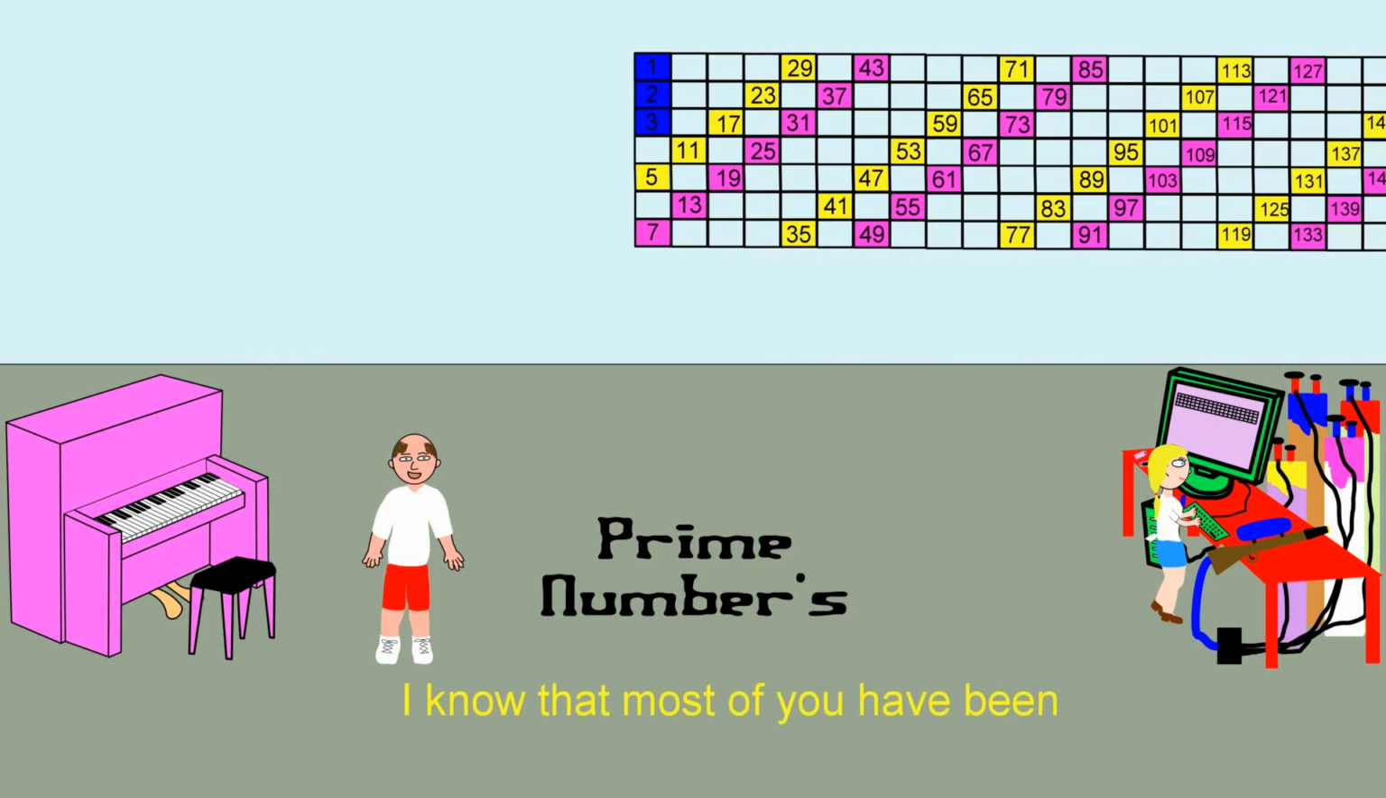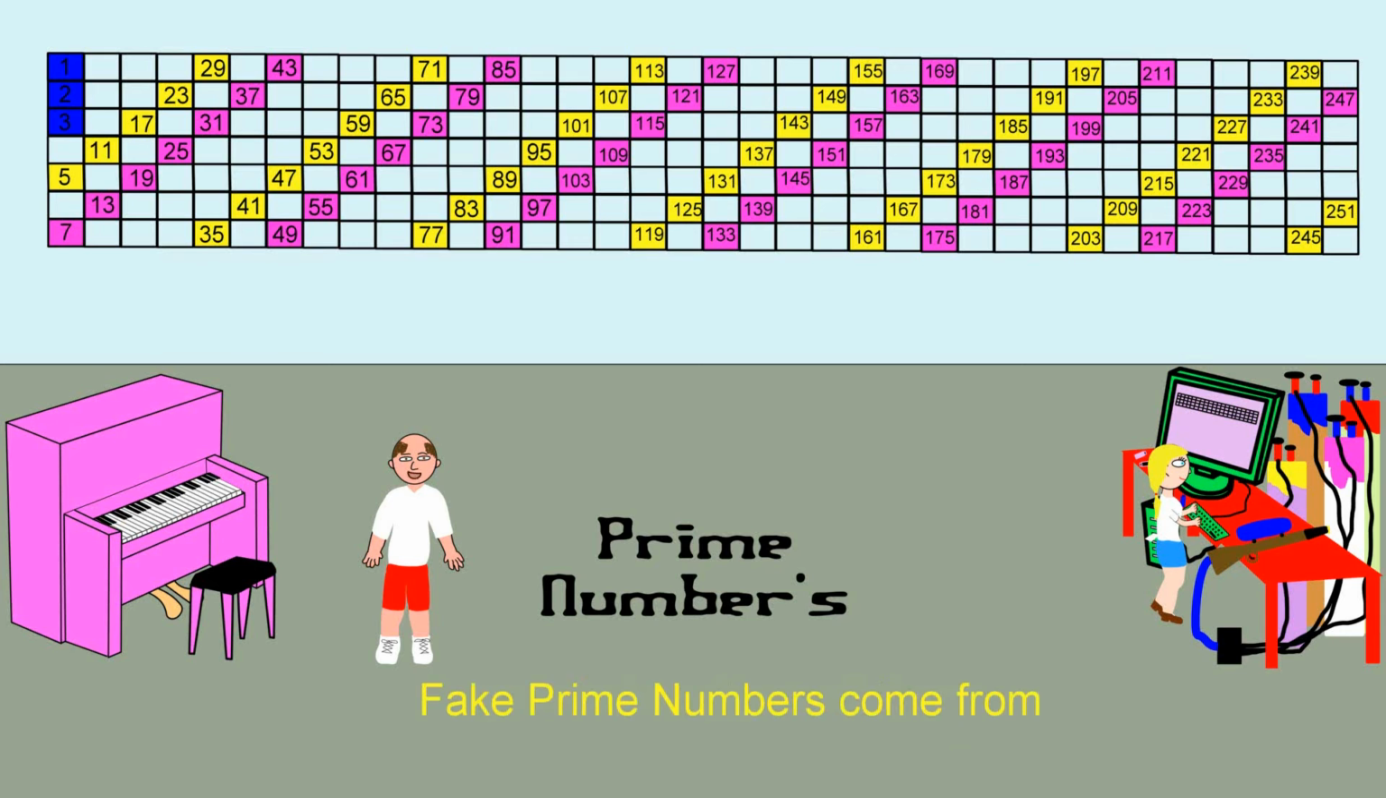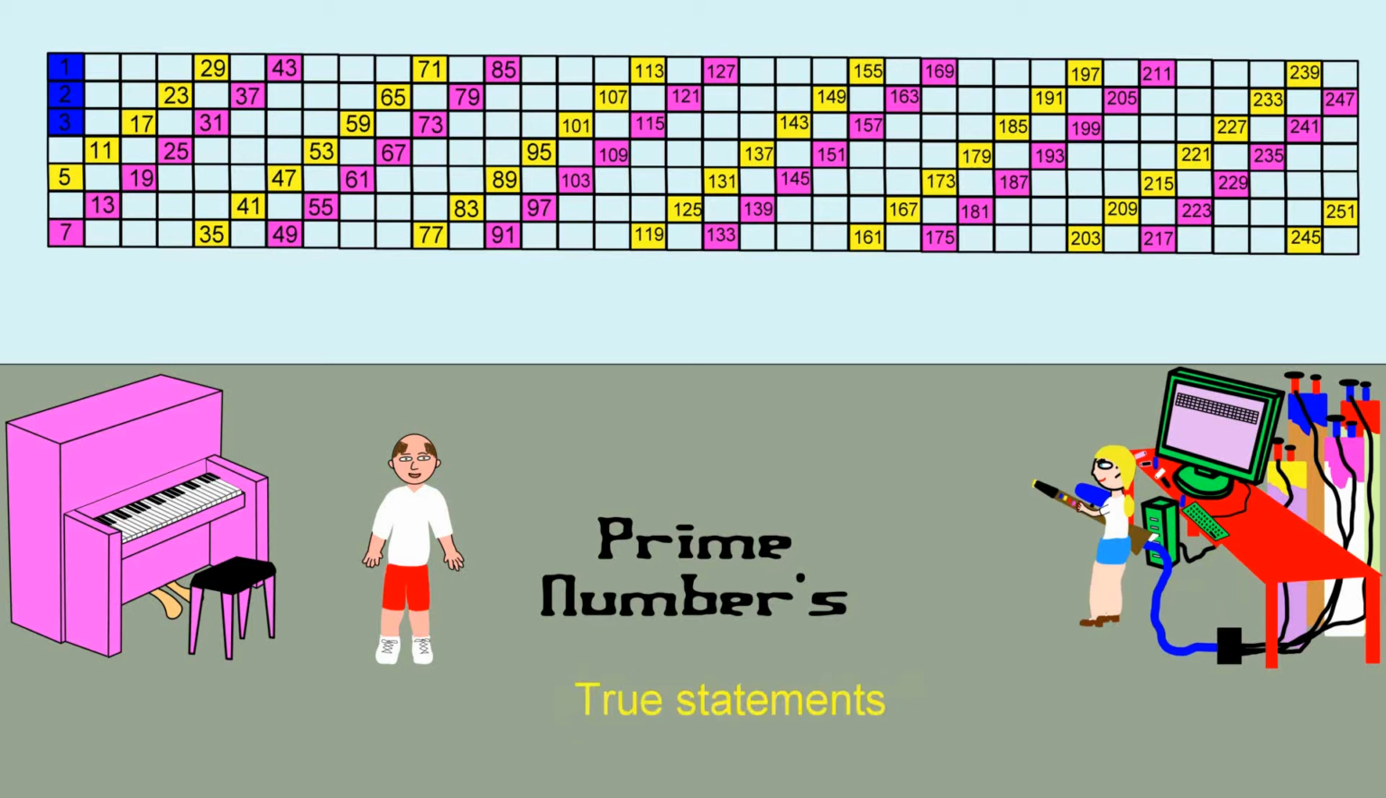Alright, the third thing I want to show you is really cool. I know that most of you have been chomping at the bit, wondering where all those fake prime numbers come from. You ask, if all them numbers on the 5 line and the 7 line are prime numbers, what's going on with all the wannabes? Axiom. Yes, axioms. What's an axiom? The definition I use here is a statement that is taken to be self-evidently true. You will see that they are evidently true statements.